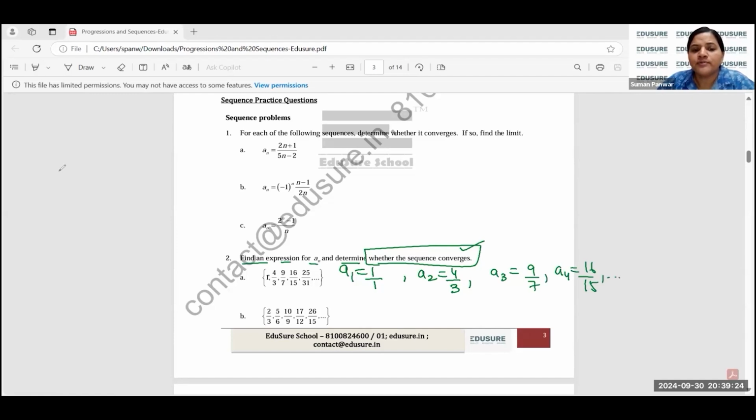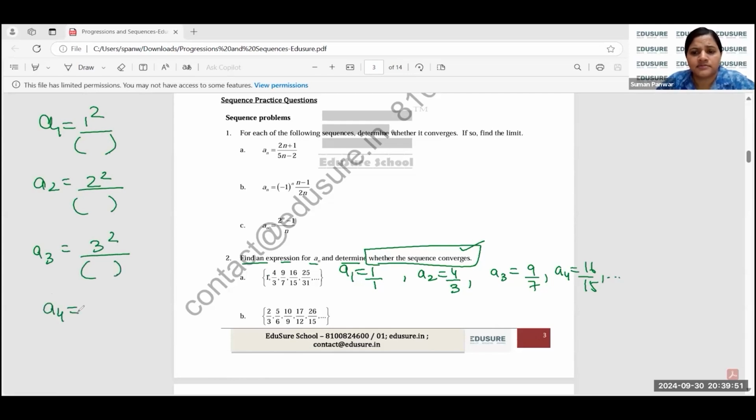So you can notice one thing, that the numerators are squares. If you look at A1, it is 1 square divided by something. We will talk about that something. A2 is 2 square divided by something. A3 is 3 square divided by something. A4 is 4 square divided by something.